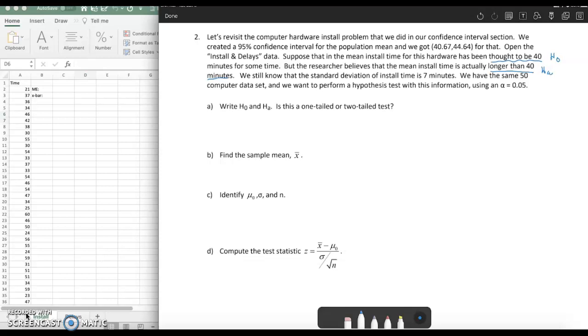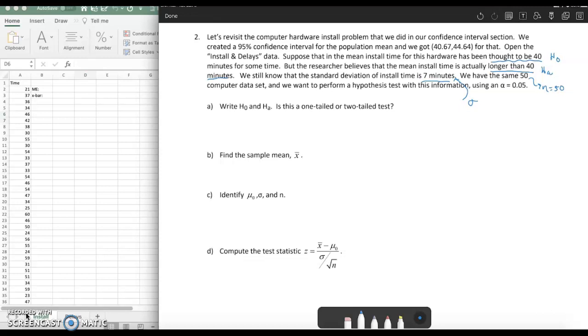We know from the prior information that we were given in our prior section that the standard deviation of install time is definitely 7 minutes. So that is that sigma value. That's why we are able to use a z-test here, because we know sigma. We also have the same 50 computer data set, so that is our n value. N is 50. And we want to perform a hypothesis test with this information using an alpha value of 0.05.